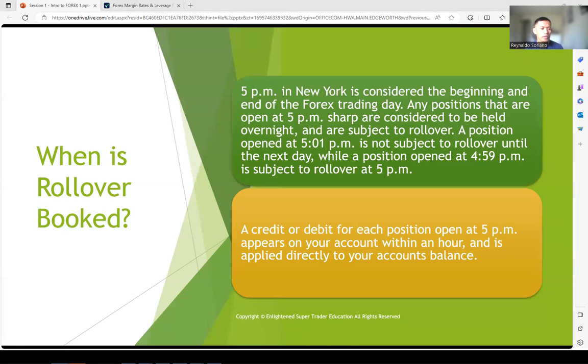Then a credit or debit for each position open at 5 p.m. appears on your account within an hour and is applied directly to your account's balance. So say, for example, you are long the dollar against the Swiss franc and you want to buy it, then it's best to actually buy it before 5 p.m. So at least you will receive the rollover and it will be in your bank the next day. Anything after 5 p.m., then you're not subject to a rollover. You're going to wait for 24 hours. Okay, so that's one advantage of that.